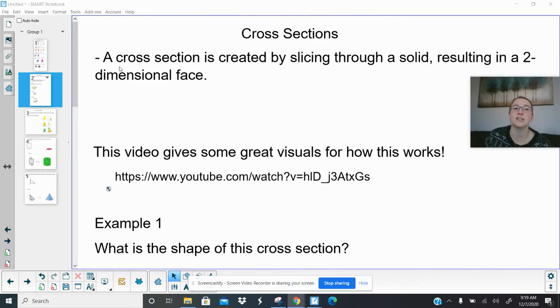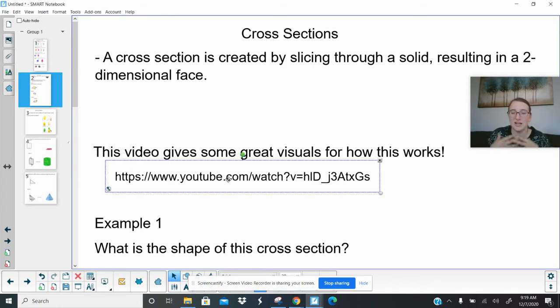So the next part we're going to look at is what's called a cross section. A cross section is created by slicing a solid, and if we were to slice the solid and then turn it towards us, it creates a 2-dimensional face, a new face. We're going to watch this video because it gives some really good visuals for how this actually works.